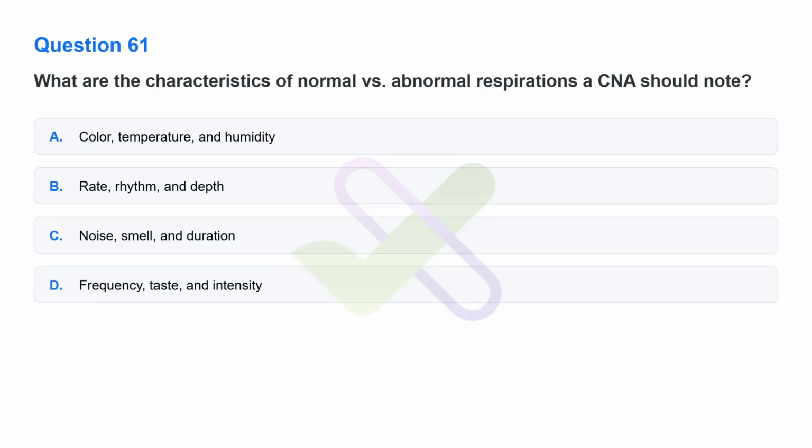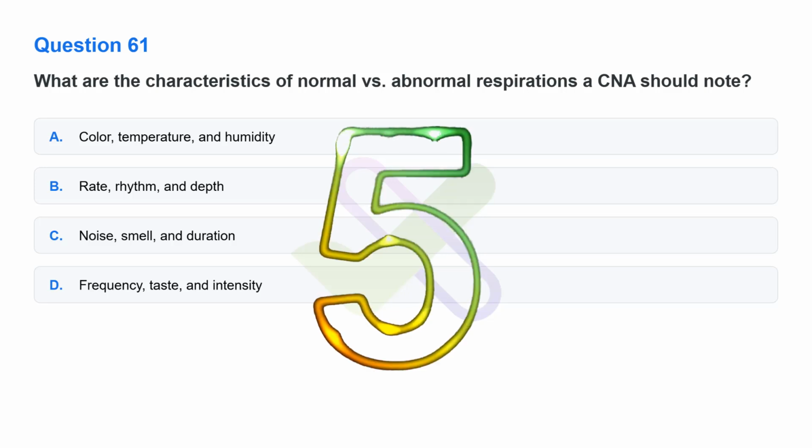What are the characteristics of normal versus abnormal respirations a CNA should note? A. Color, temperature, and humidity. B. Rate, rhythm, and depth. C. Noise, smell, and duration. D. Frequency, taste, and intensity.